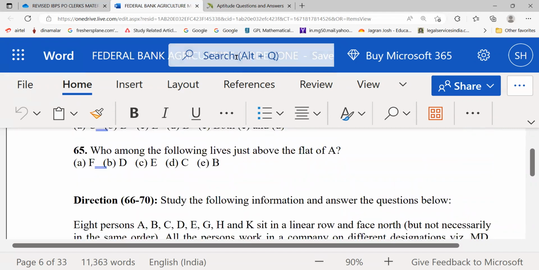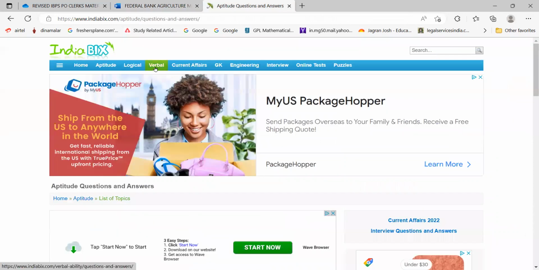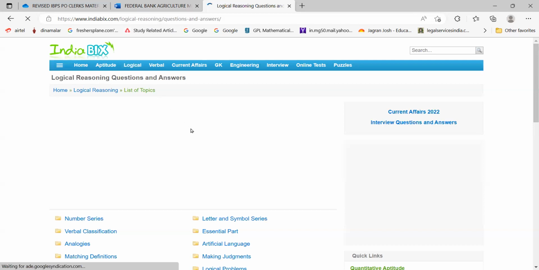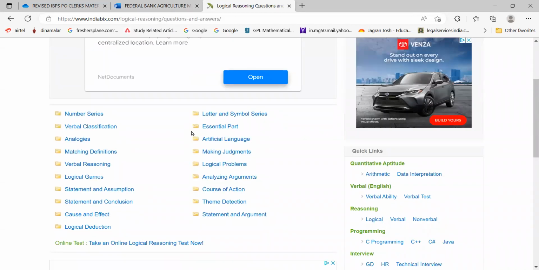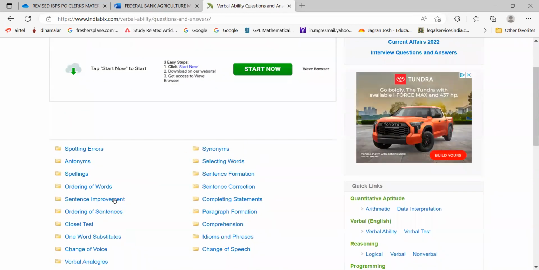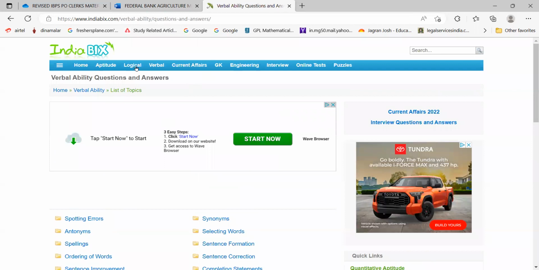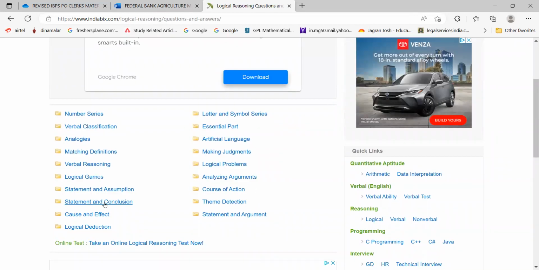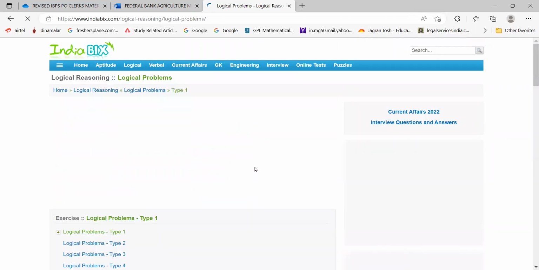Puzzles. And here again you can see reasoning questions, verbal or logical. If you put this, you will know. Logical, this is not that one. Verbal, if you put verbal, this is what will be useful for your English: spotting errors, antonyms, etc. Then logical, in logical you get statement and assumption, statement conclusion, logical deduction, analogies, then artificial language, making judgments, logical problems.